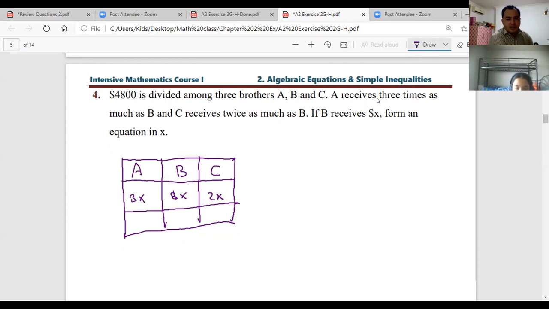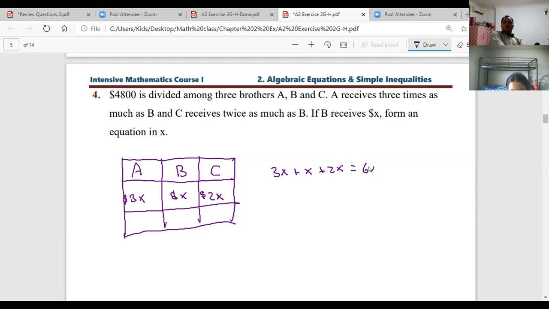What are these 3x, x, and 2x? What do they represent? They are the money. They are their shares, right? Yeah. And what did they share? $4,800. Very good. That means that the sum of money must be equal to $4,800. That means 3x plus x plus 2x equals 6x.